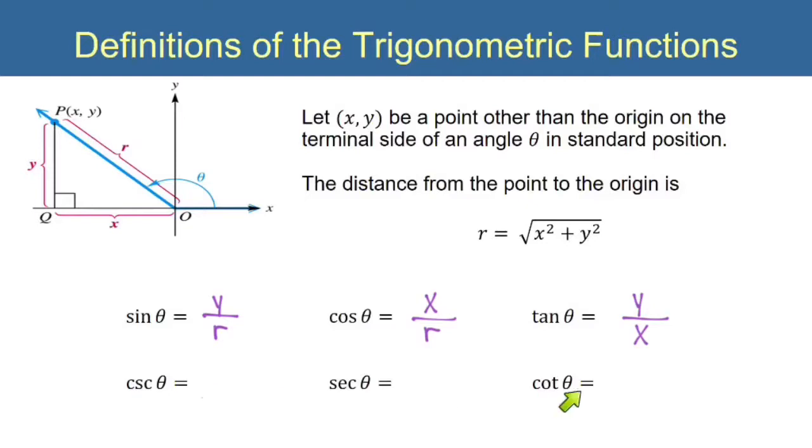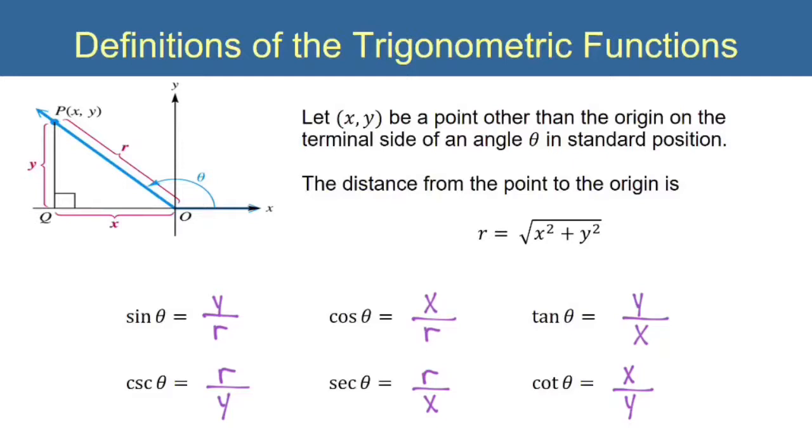And then these other three functions, it turns out, are just reciprocals of the first three. So the cosecant function is the reciprocal of the sine function. So sine is y over r. That means cosecant is r over y. The cosine of theta was x over r. Secant is the reciprocal of cosine. So the secant of theta is going to be r over x. And tangent of theta was y over x. That means cotangent of theta is going to be x over y.